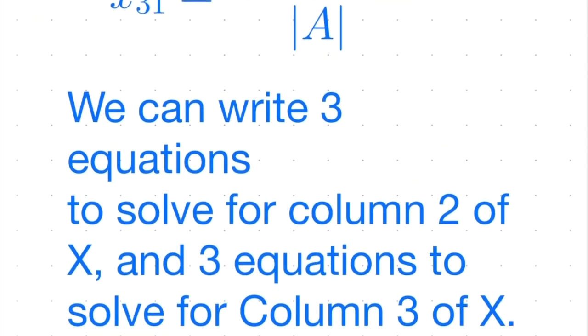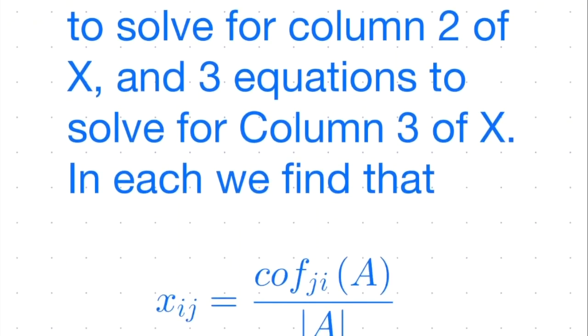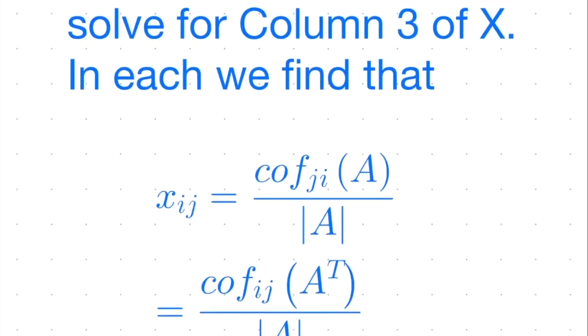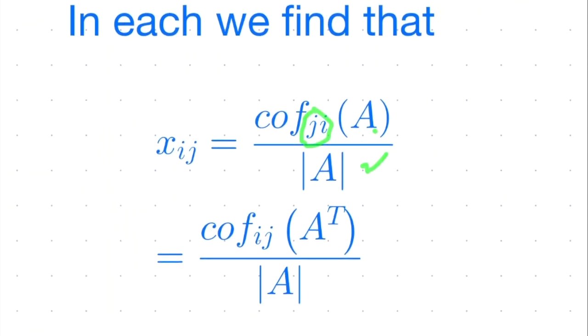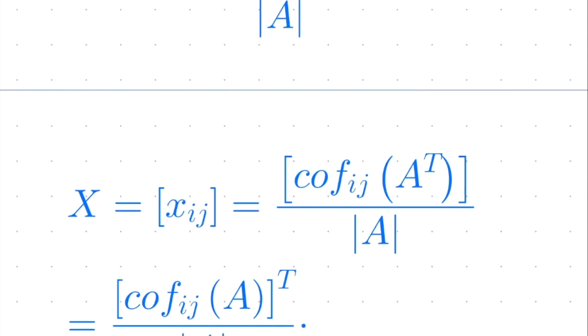Okay? We can write 3 equations to solve for the second column of X and 3 equations to solve for column 3 of X, that is the inverse of A. In each case we find the following, so you can just continue this yourself, but we would find x subscript ij is the cofactor subscript ji of A divided by the determinant of A. And if you think about this, this would be the same as the cofactor subscript ij, just like this one, if instead of A, we use the transpose of A. Okay? All right?